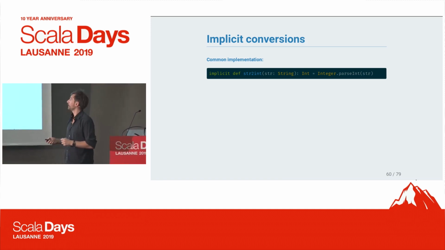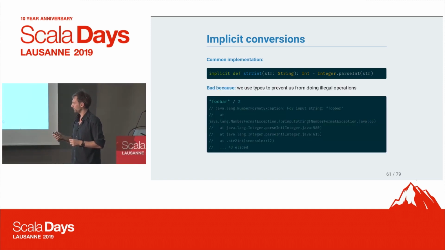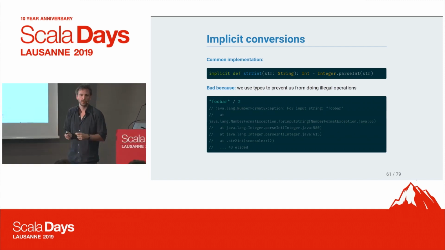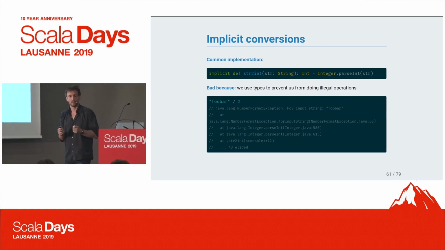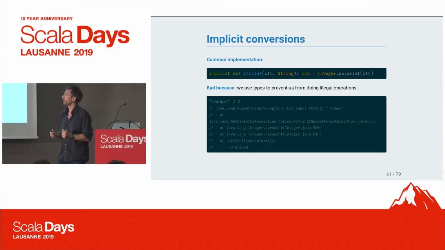Oh, it absolutely will throw an exception, because it lets you write beautiful code like that. Foo bar divided by 2, and the compiler is going to be very happy to compile that and carry on as if nothing happened. And this is basically you lying to the compiler. You're telling it, right, I know better than you do. This string, it's actually an int. And this is most of the time not true.